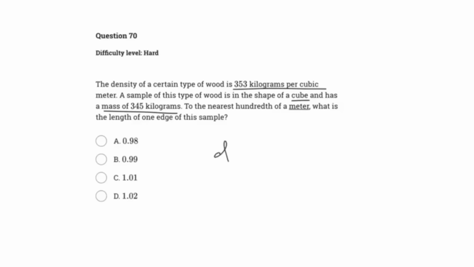We know the equation for density is equivalent to mass over volume. And so if we are able to plug in values for density and mass, which we do have, we can solve for volume and ultimately find the length of one edge of the sample. So we know that density here is 353. I'm just going to ignore units. Mass here is 345 over V. If we solve for V here, we get V equals 0.977. So we know that the wood is in the shape of a cube.